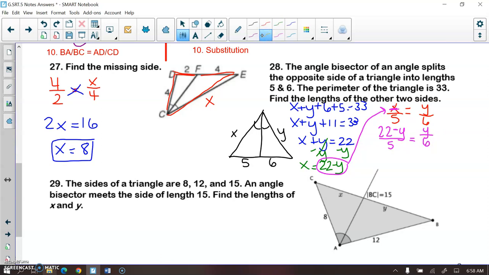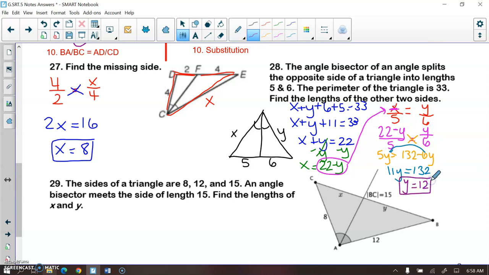Now I just have an equation that has one variable. I can solve for that variable by cross multiplying. So cross multiplying, I get 5y is equal to 132 minus 6y. I'm going to bring that 6y to the other side, so I have 11y is equal to 132. And dividing by 11 on both sides, I get y is 12.